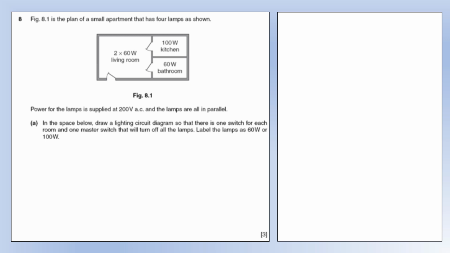Okay, so we've got the plan of a small apartment. We've got 2 60-watt bulbs in a living room, 100 watt in the kitchen and 100 watt in the bathroom. Power for the lamps is 200 volts AC, and the lamps are all in parallel, so 4 light bulbs total. Draw a lighting circuit diagram so that there is 1 switch for each room and 1 master switch to turn them all off.